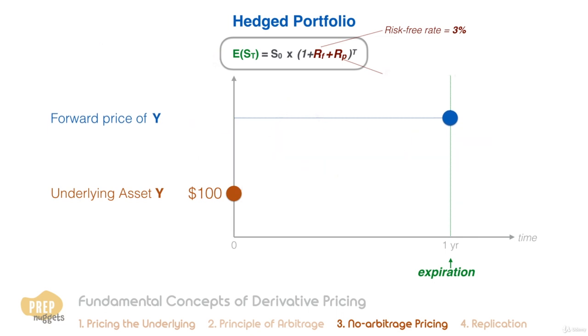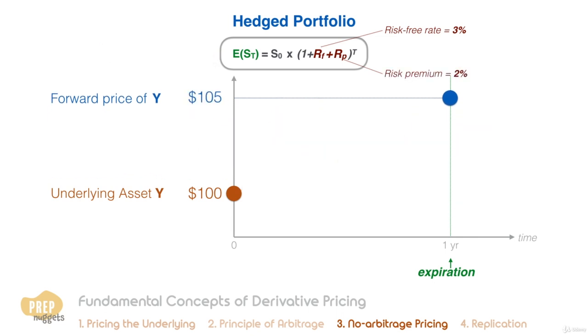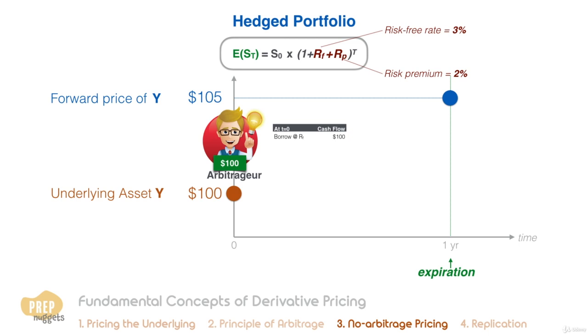Let's say the forward is priced with a 2% risk premium at $105 instead. If that's the case, an arbitrageur can sense the opportunity and borrow $100 at the risk-free rate of 3% to buy the asset. He will simultaneously enter a short position at the contract price of $105. At time zero, the net cash flow from the arbitrageur is exactly zero.